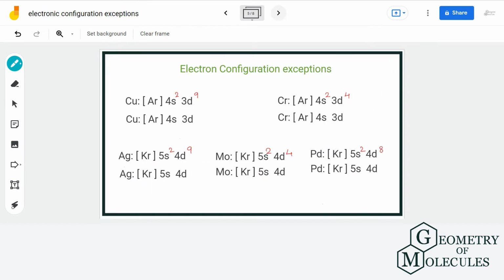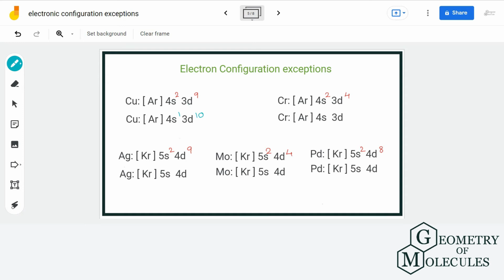In copper, if we follow Aufbau's principle, the electronic configuration should have been Ar 4s2 3d9. But there is a way of arranging the electrons by which it can gain more stability, and that is by fully filled and half-filled orbitals. So the actual electronic configuration shown by copper is Ar 4s1 3d10. Here S is half-filled with 1 electron and D is fully filled with 10 electrons.